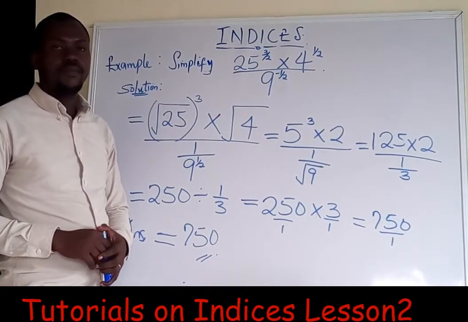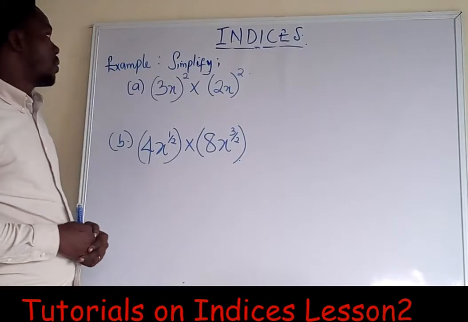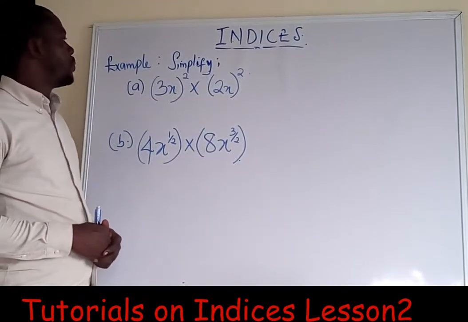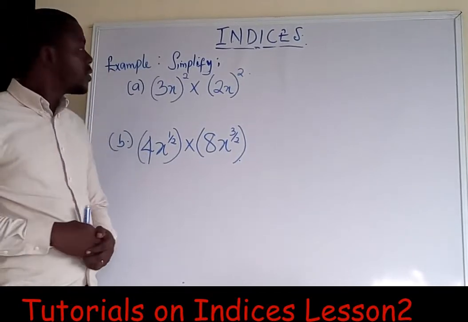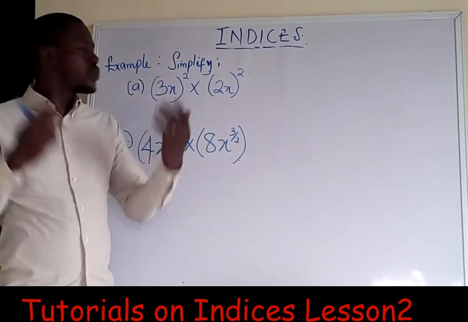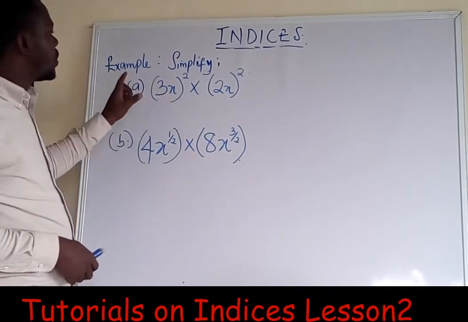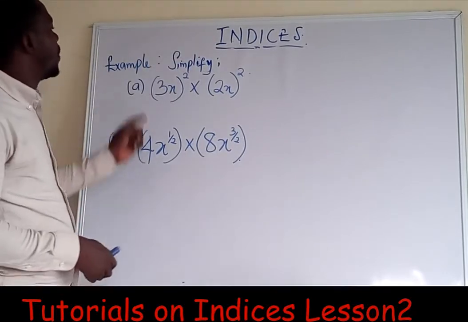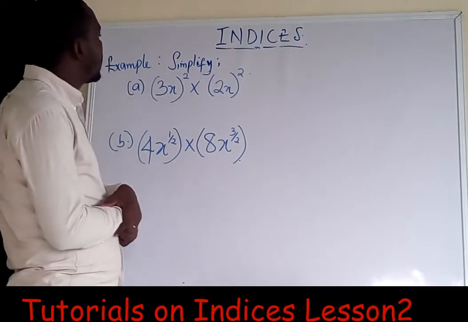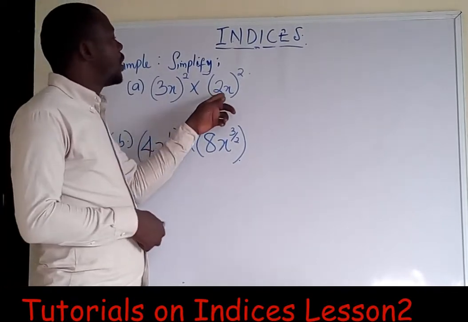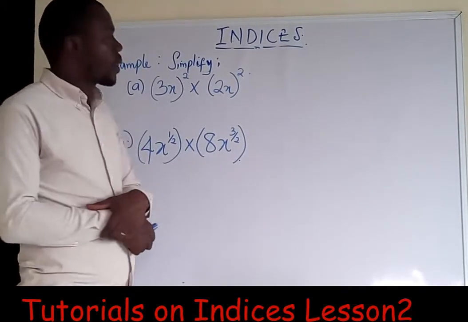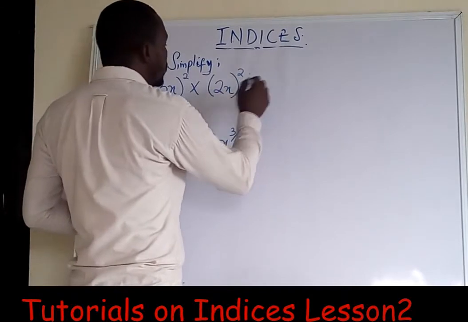Thank you. Another example on indices. Here on the board we have two different questions. We are going to be solving them now using our laws. If you look at the first one, the first question says we should simplify (3x) everything raised to the power of 2, multiplied by (2x) everything raised to the power of 2. Now, what are we going to do to this?